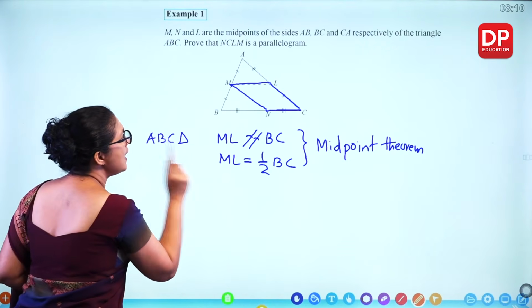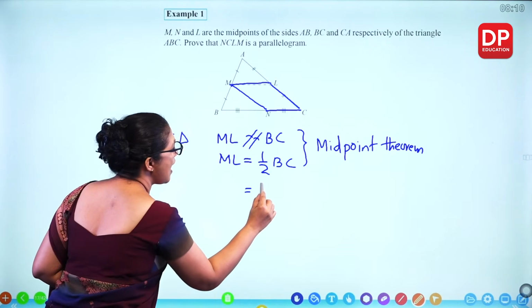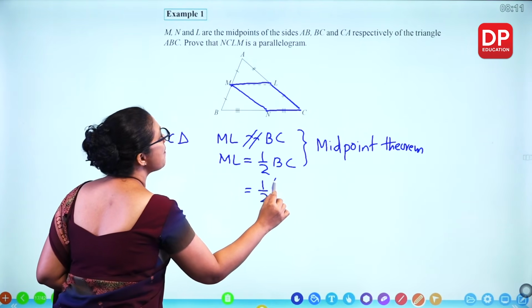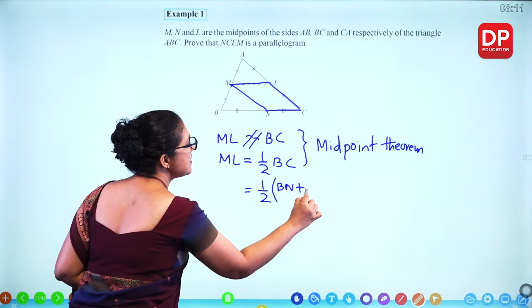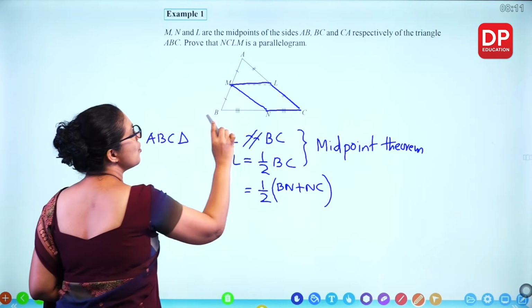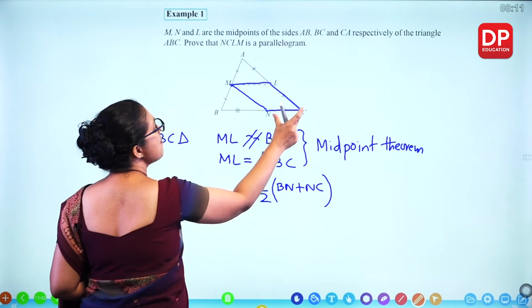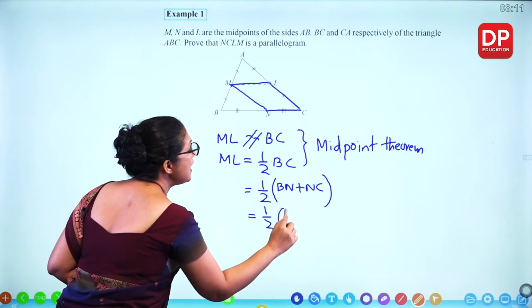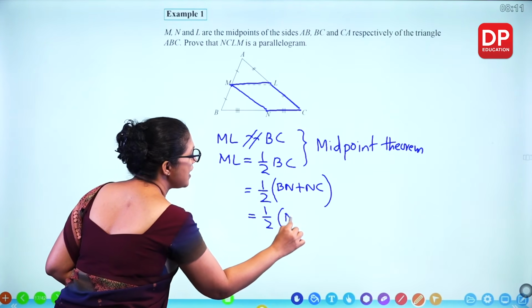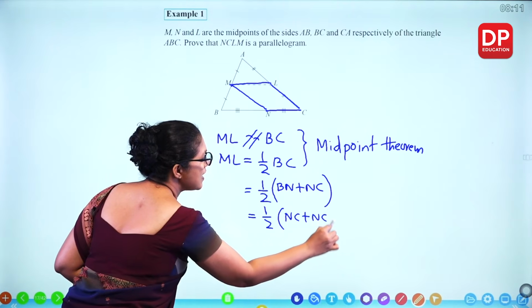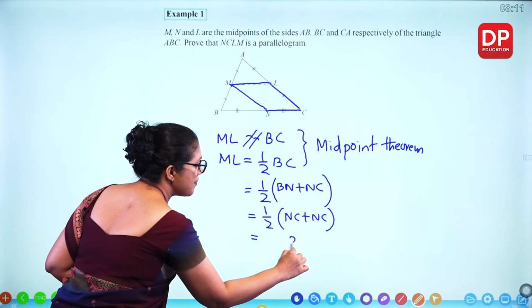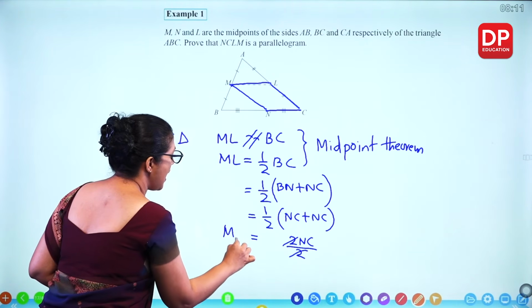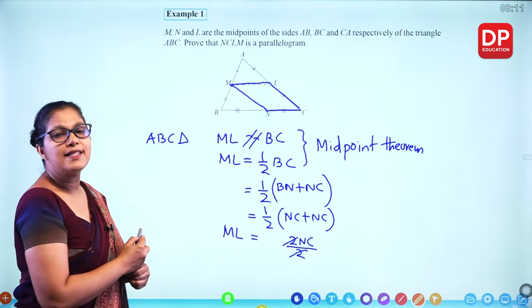So ML is half BC. I can write half, BC I can write BN plus NC. But we know BN is the same as NC. So I can write half, instead of BN, I can write NC. NC and NC becomes 2NC. 2NC divided by 2, you get ML is equal to NC.